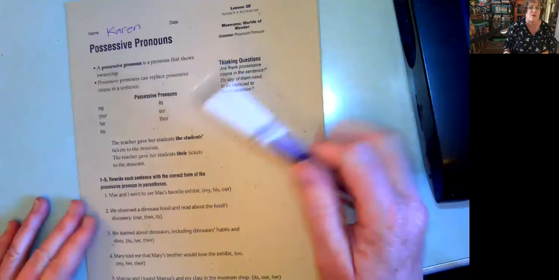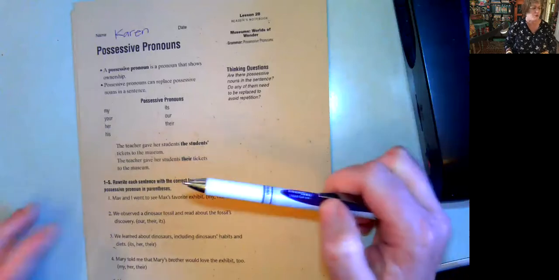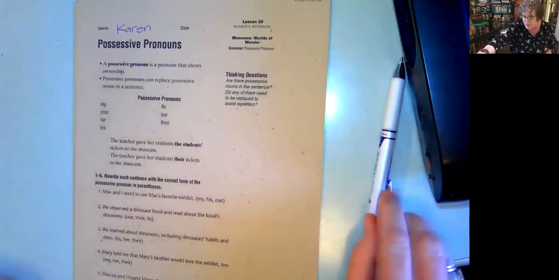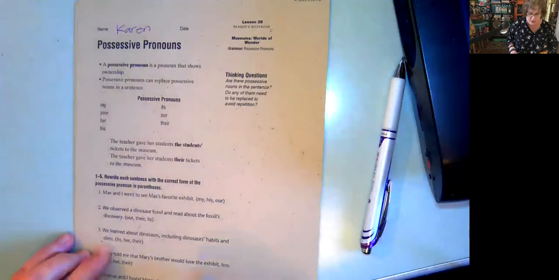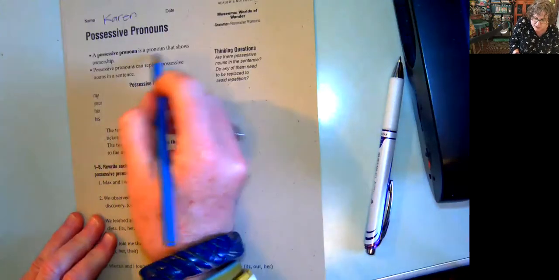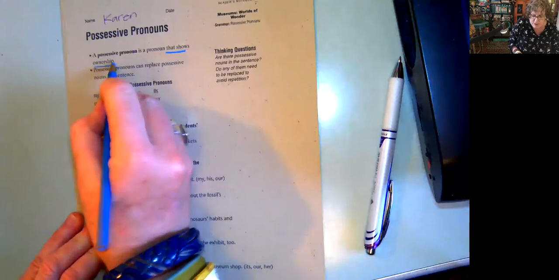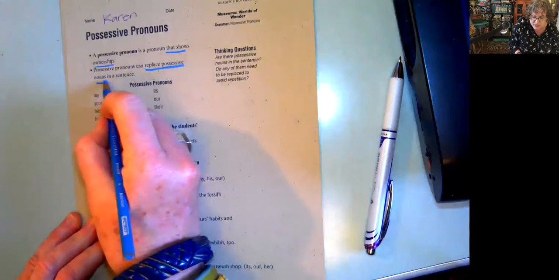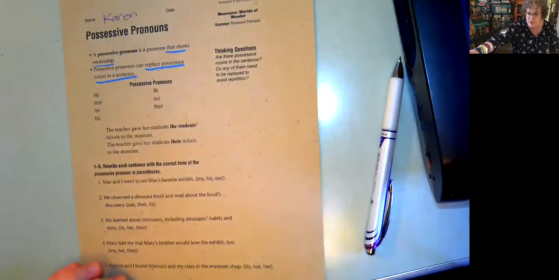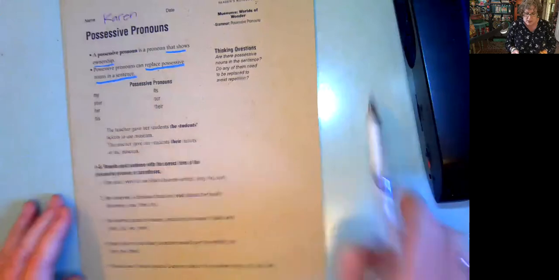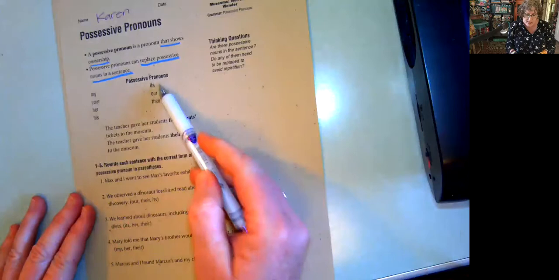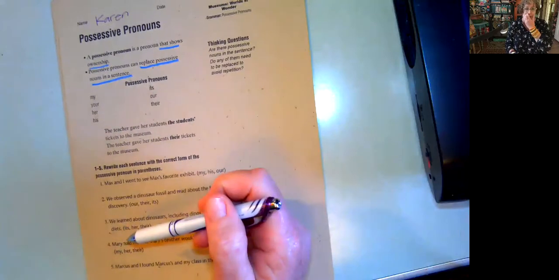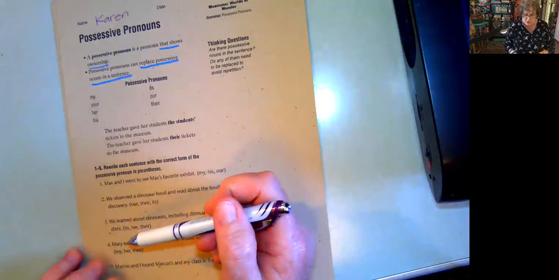All right, so a possessive pronoun is a pronoun that shows ownership. And so I'm going to use my little colored pencil to underline that. Possessive pronouns can replace possessive nouns in a sentence. Okay, so I have my, your, her, his, its, our, and their. They all show ownership.